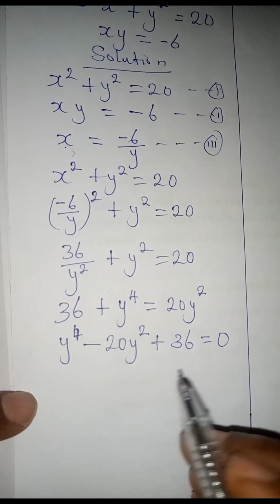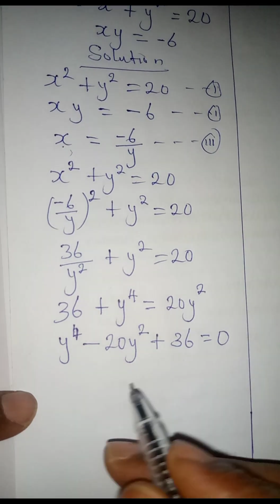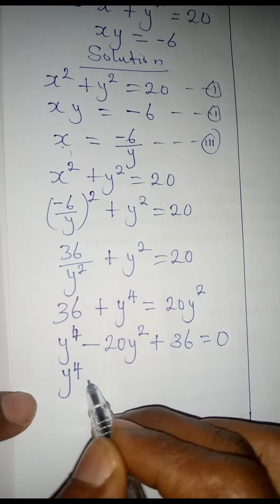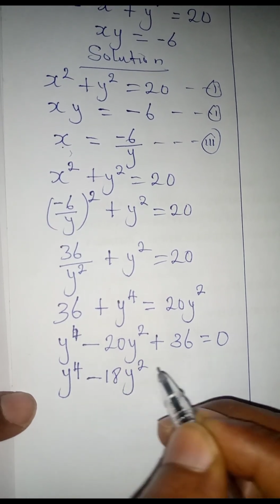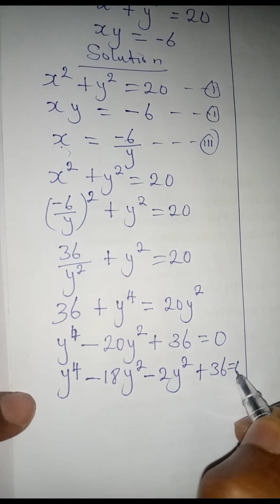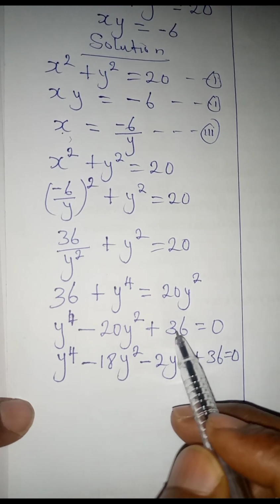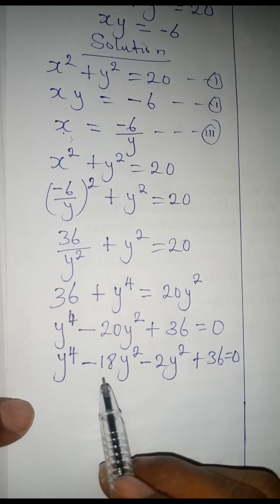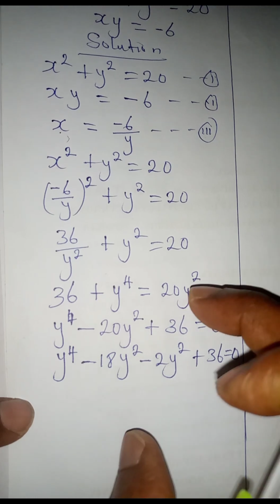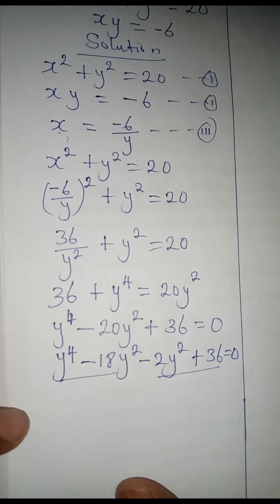I want to split this, because 20y squared can be the same thing as, okay, let me take another step very quickly. I have y to the power 4. Just like we treat quadratic equation, let's break this down. We'll have minus 18y squared minus 2y squared plus 36 equals 0. Now what have I done? If you multiply minus 18 by minus 2, you're going to have plus 36. Okay, and then minus 18y squared minus 2y squared, we will have minus 20y squared. So this means that everything is still okay, so that we can now group these two and factorize, and group these two and then factorize it.